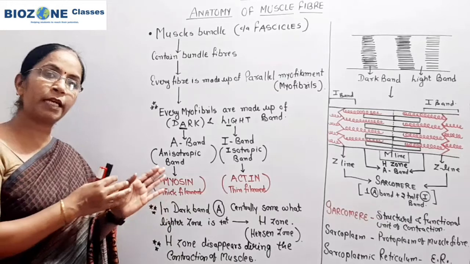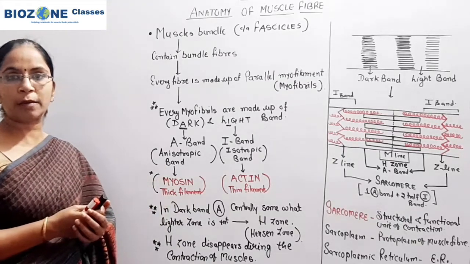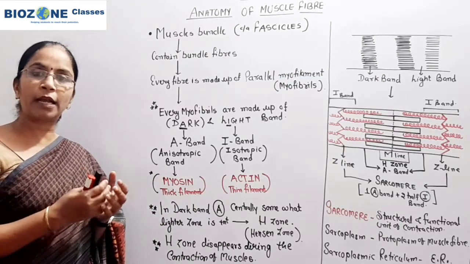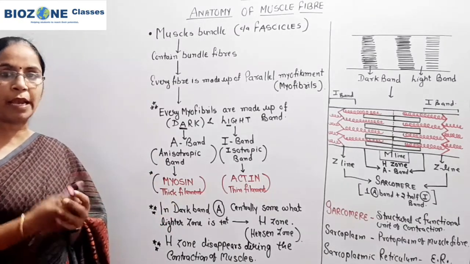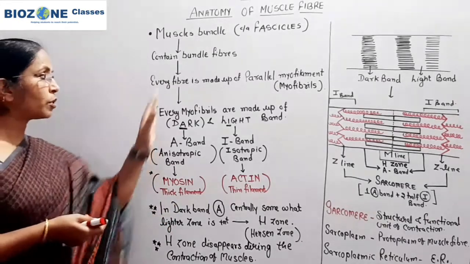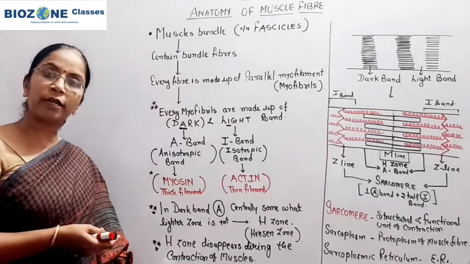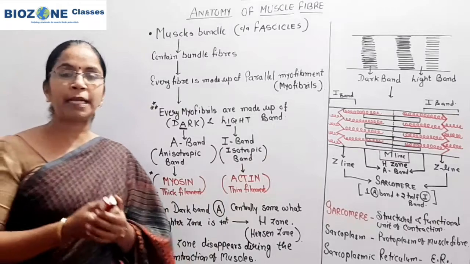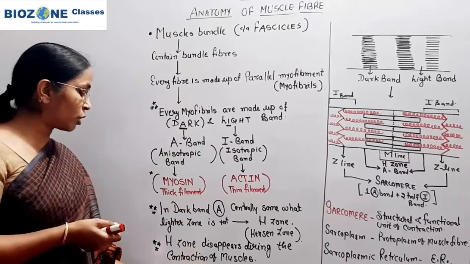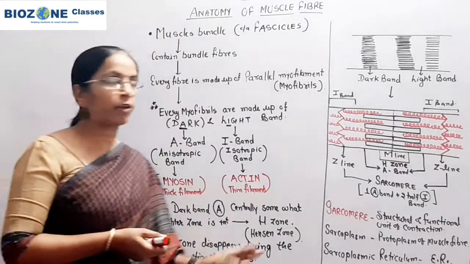H zone is present in the center of the dark band and it is somewhat lighter than the peripheral region of the A band or the dark band. Now this is the theoretical part we studied, you remember. Now we come towards the diagrammatic section for the same, whatever we studied.